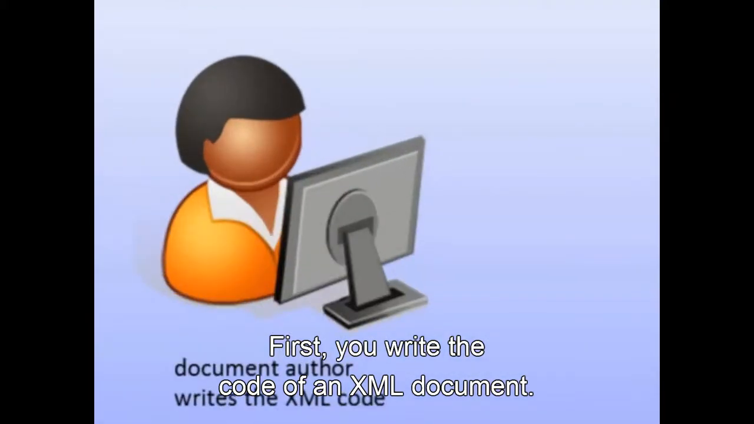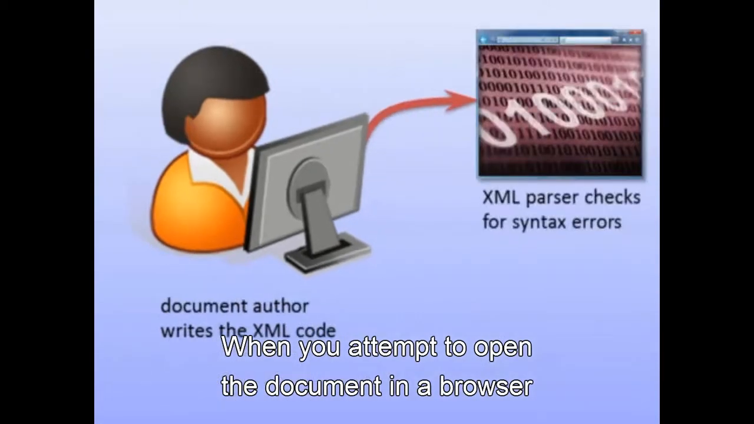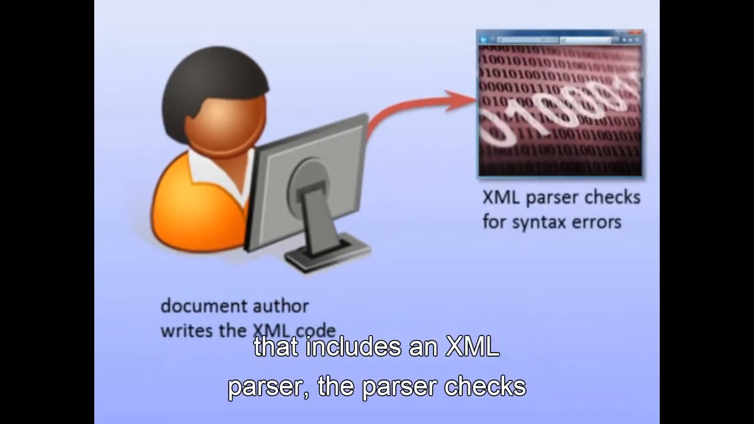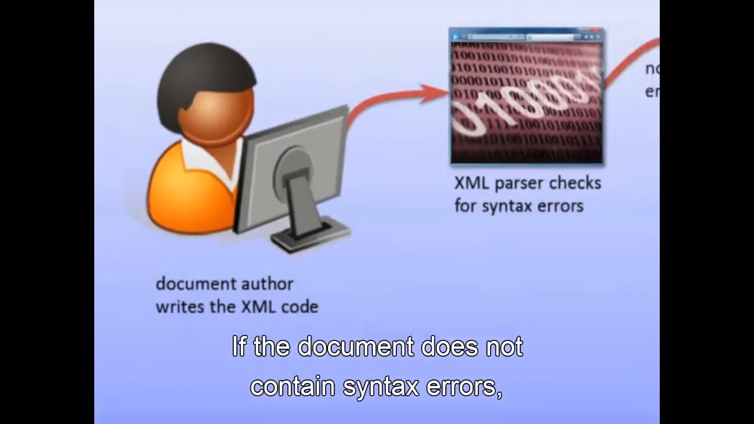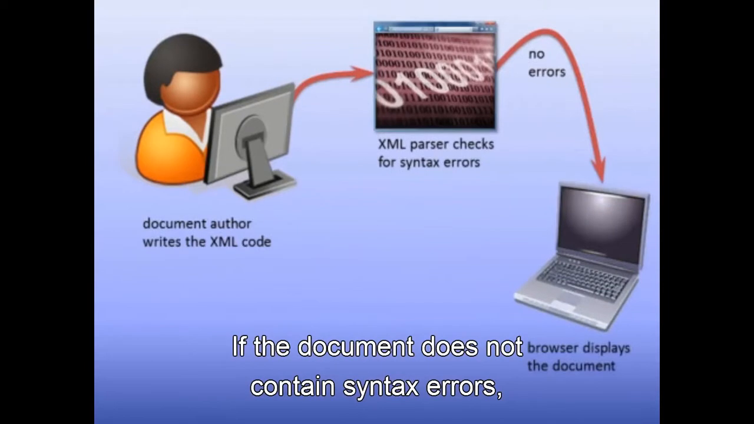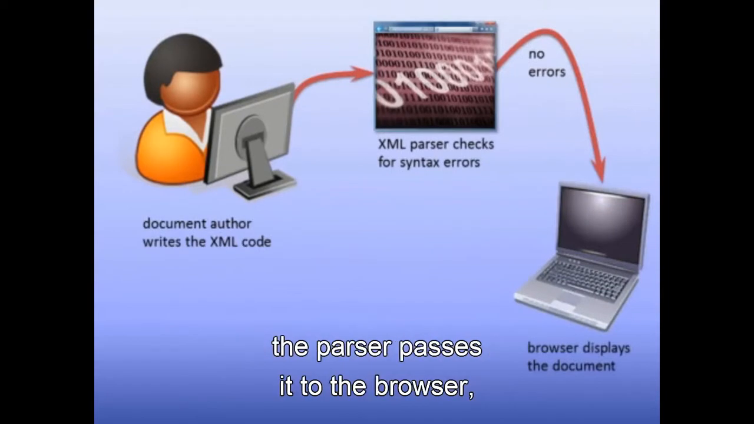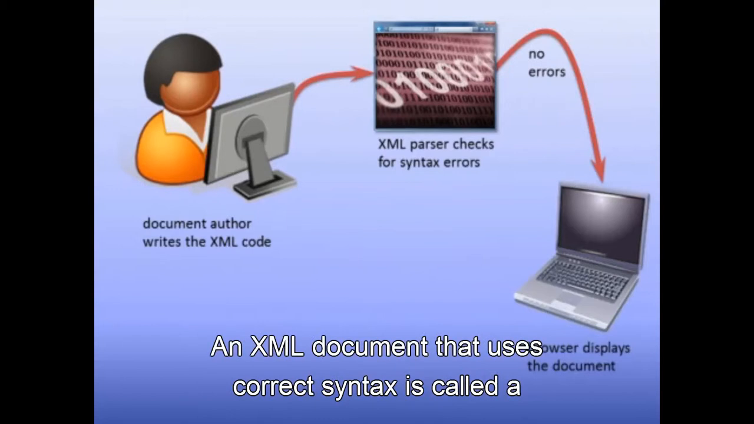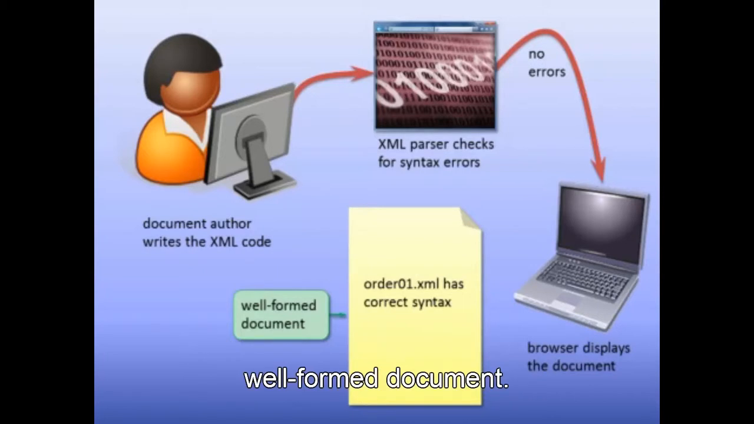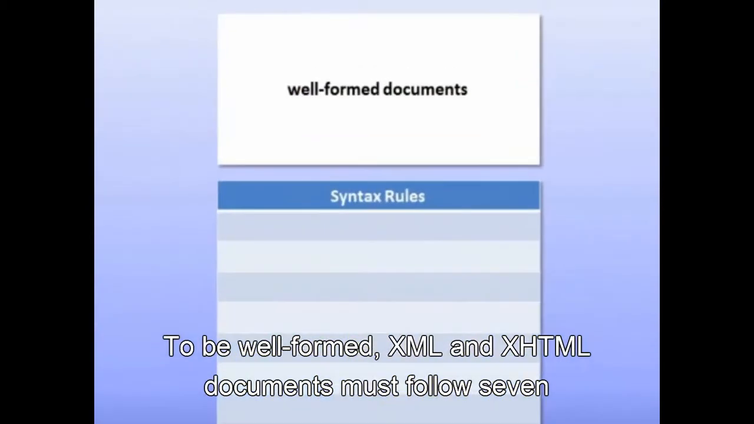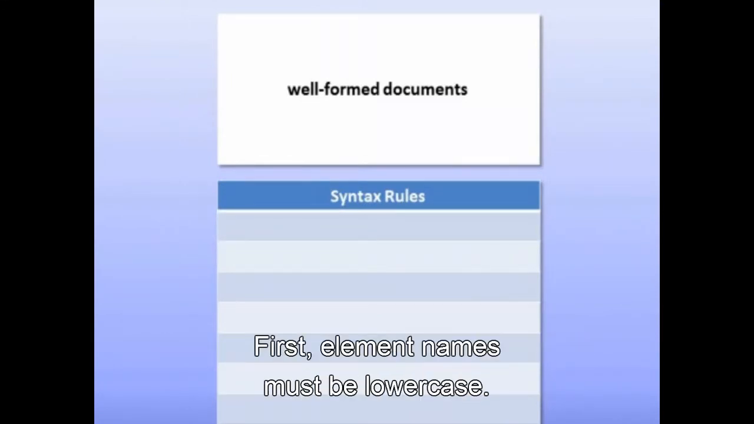First, you write the code of an XML document. When you attempt to open the document in a browser that includes an XML parser, the parser checks for syntax errors in the document. If the document does not contain syntax errors, the parser passes it to the browser, which displays the content. An XML document that uses correct syntax is called a well-formed document. To be well-formed, XML and XHTML documents must follow 7 syntax rules.